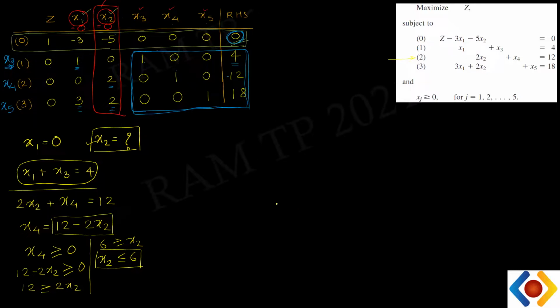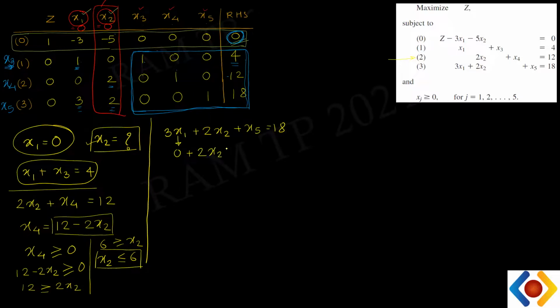So we tried this for equation 2. For equation 3, will we get a different value? Yes, I'm coming to that. So let's go to equation 3. What is equation 3? 3x1 plus 2x2 plus x5 is equal to 18. Now, what is x1? 0. So this term will become 0. I don't have to worry about that. x2, we are trying to figure out x2, so I can't take any value. I'm just leaving it as it is.